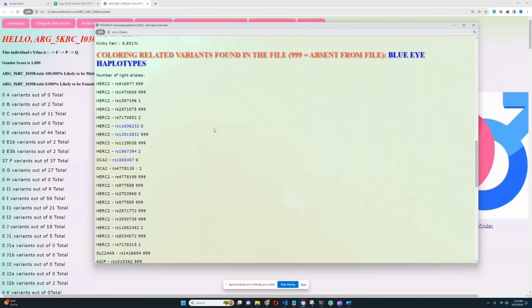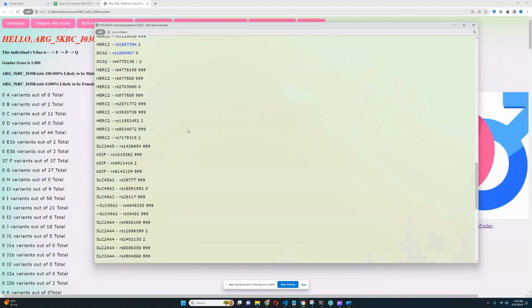Judging from what we know about his ancestry, him being a Native American, we can assume he probably does not have blue eye haplotype 2, although it is found at very low frequencies in Native Americans. But he does have blue eye haplotype 1. He has two light color variants here, actually. So definitely he is among the lighter pigmented Native Americans in terms of every trait: hair color, eye color, skin color.